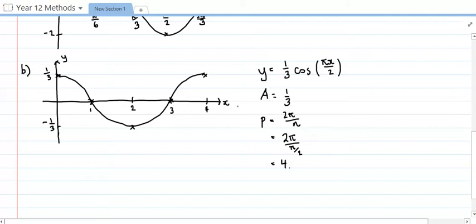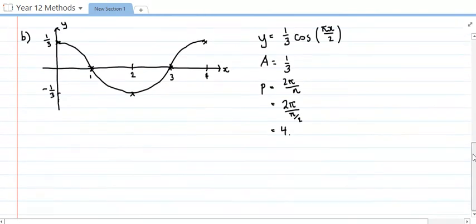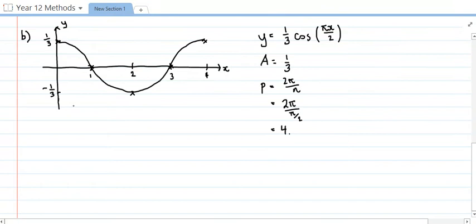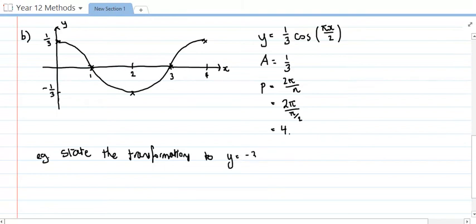Probably something that I should talk about briefly are transformations. So perhaps we can make up a question down here. What if we go: state the transformations to y = -3 sin 2x.